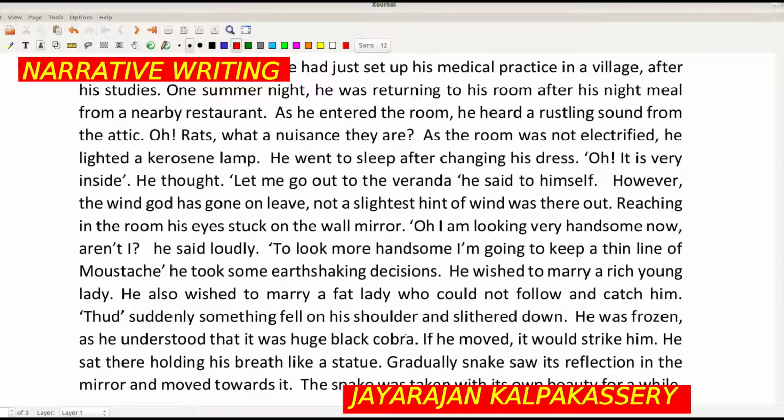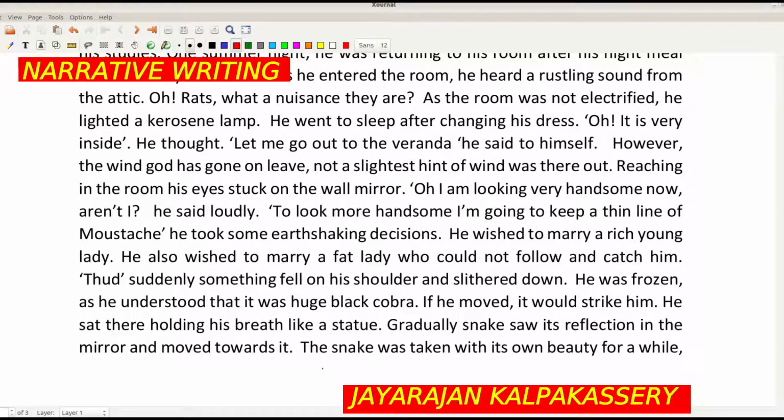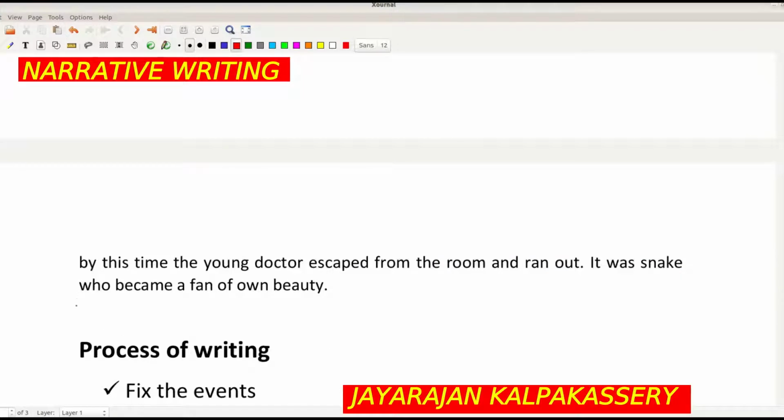Suddenly something fell on his shoulder and slithered down. He was frozen as he understood that it was a huge black cobra. If he moved, it would strike him. He sat there holding his breath like a statue. Gradually, the snake saw its reflection in the mirror and moved towards it. The snake was taken with its own beauty for a while. By this time, the young doctor escaped from the room and ran out. It was a snake who became a fan of its own beauty.